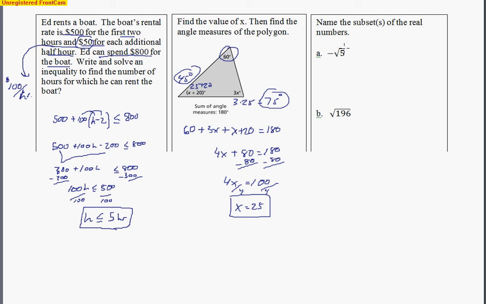So anytime we have a radical that's not a perfect square, that means that this is going to end up being irrational. Well, this is a perfect square. This equals 14. So I need to take all the subsets of the real numbers of 14. Well, the subsets would end up being rational, first of all. It would be an integer, because it's just a number on the number line, and it would be a whole number because it's a positive integer, and it is also natural. So those are all the subsets that we have.